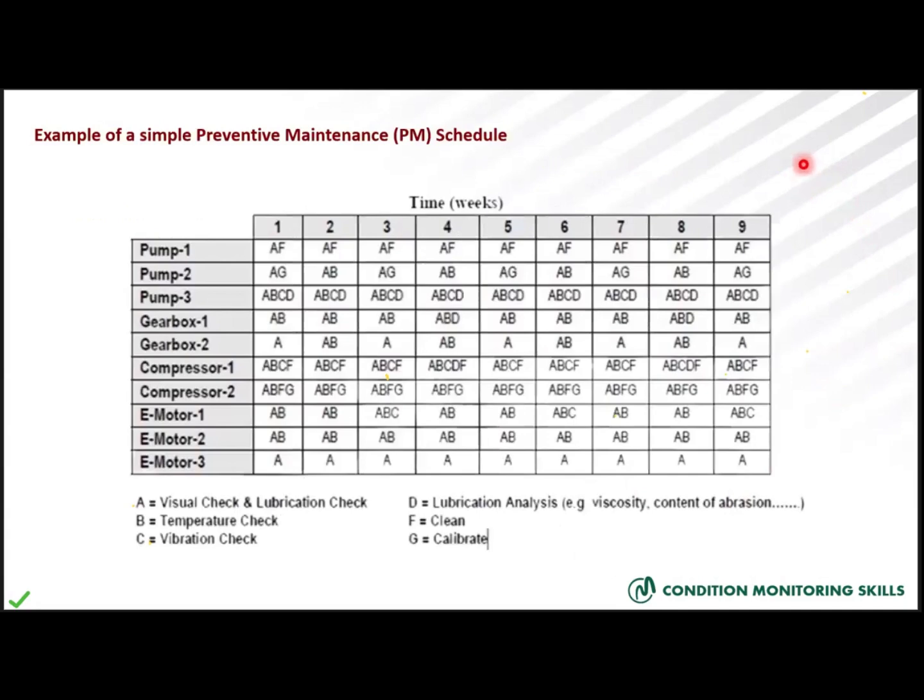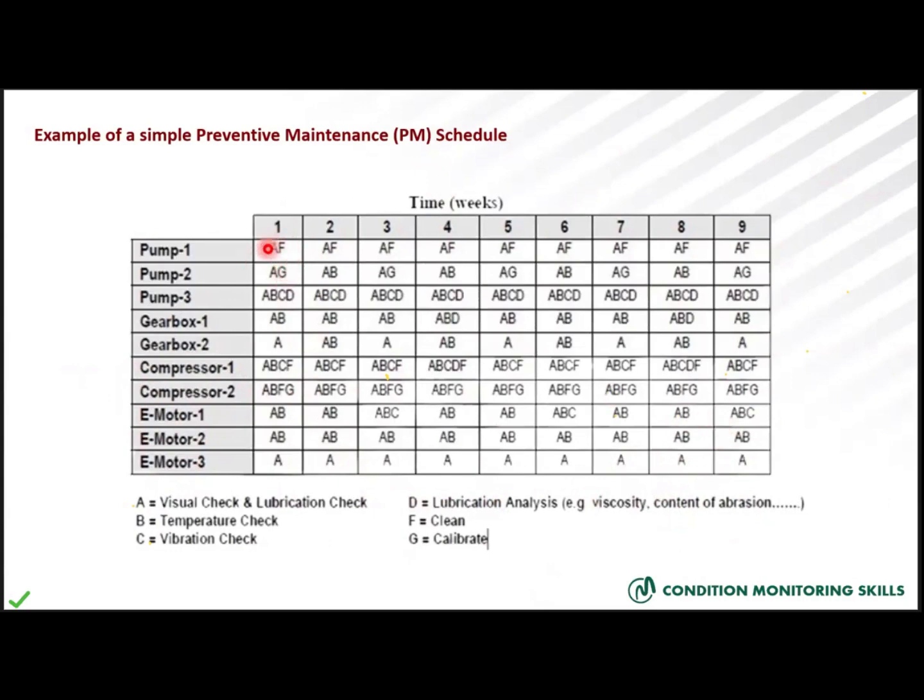This is just an example of a very simple preventive maintenance schedule. A preventive maintenance schedule is like a plan, as you can see here. It's a plan to perform regular checks and maintenance on equipment to keep it running as smoothly as possible and avoid any unexpected breakdowns. Here is pump 1, pump 2, pump 3, gearbox 1, gearbox 2, compressor 1, compressor 2, motor 1, 2, 3, and so on. Those are the times of the week, and you can specify exactly the work plan in this table.